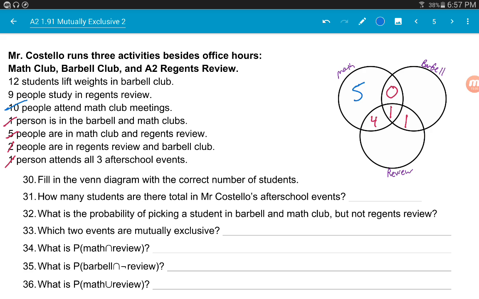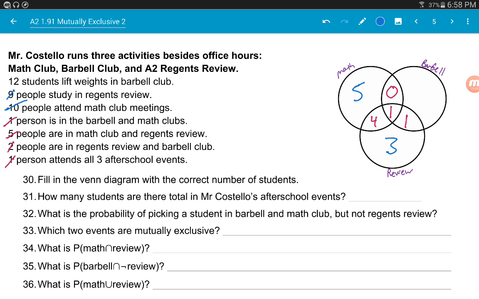It says 9 people study in Regents Review. So let's see. This is the Regents Review circle here. There are 4, 5, 6 in here already. But they said there's supposed to be 9. So 9 minus 6 is 3. Let's see if this adds up. 3 plus 4 is 7. Plus 1 is 8, 9. Yeah, so that works out. And so I've used that number.